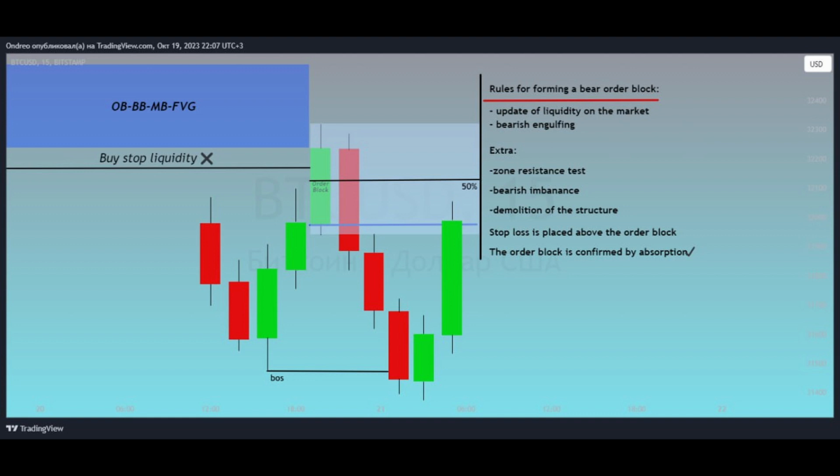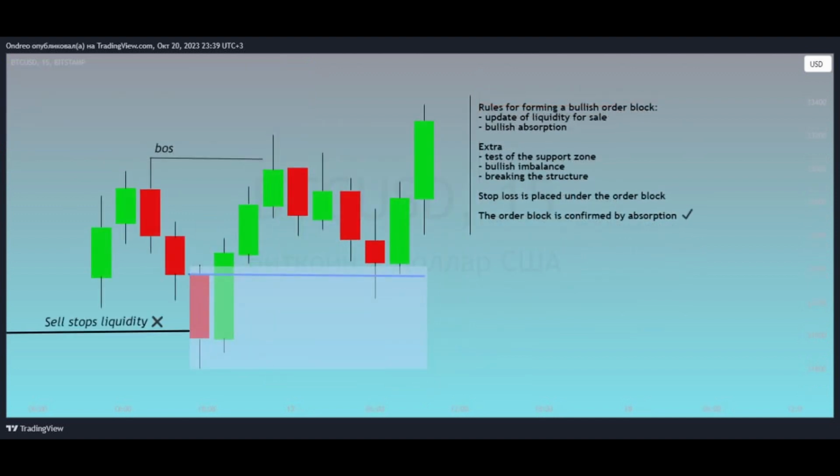There are no coincidences here. Every movement has its own logic. The basis is always liquidity and inefficient pricing. These are the real reasons why the price falls or rises. Let's move on to the bullish order block.